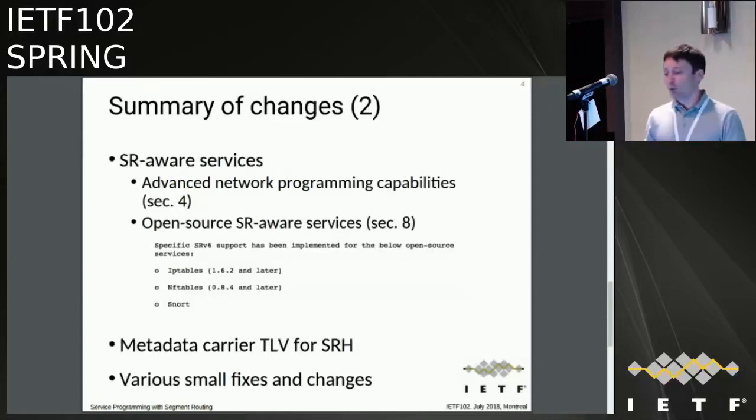Then we did some other changes. One of them is for the segment routing aware services, since we're starting to get some services with segment routing native support. We added those in the draft. And also, as I was mentioning at the beginning of the presentation, a few notes on the advanced network programming capabilities that segment routing provides. We also added the metadata carrier, the TLV definition into the draft, and did some various editorial fixes and changes.